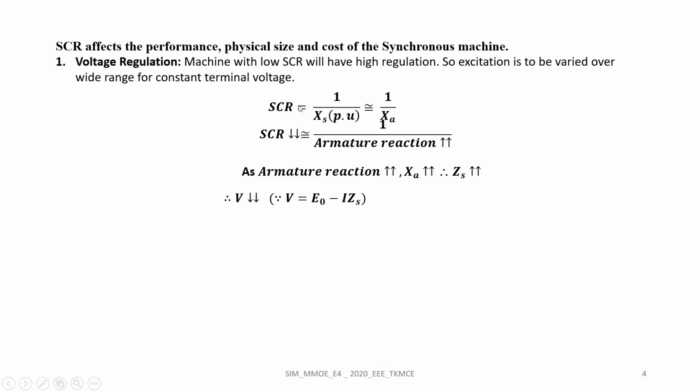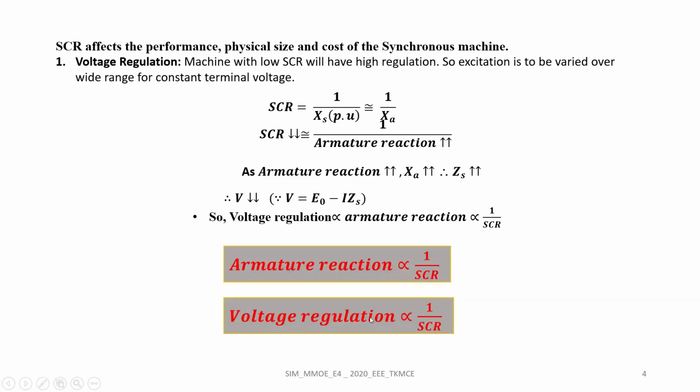So it indicates that as SCR is low, voltage regulation will be more. That means in order to maintain constant terminal voltage, we need to control the excitation, the field current needs to be varied over a wide range. That is the significance of SCR, how it relates to voltage regulation. So voltage regulation is directly proportional to armature reaction, that is, inversely proportional to SCR. Voltage regulation is inversely proportional to SCR.